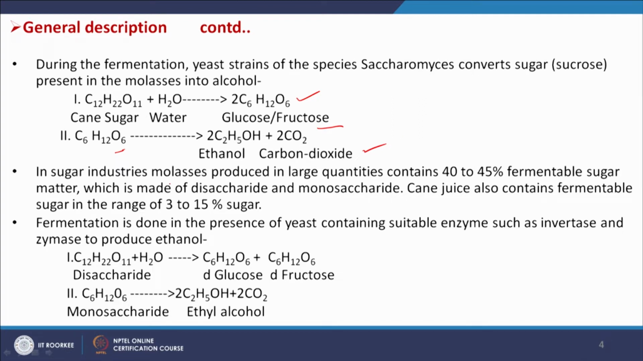The sugar industries produce molasses in large quantities, containing 40 to 45% fermentable sugar matter, which is made of disaccharide and monosaccharide. Cane juice also contains fermentable sugar in the range of 3 to 15%. Okay. So, fermentation is done in the presence of yeast containing suitable enzymes such as invertase and zymase to produce ethanol. So, this is the reaction basically: disaccharide to monosaccharide and monosaccharide to ethyl alcohol.